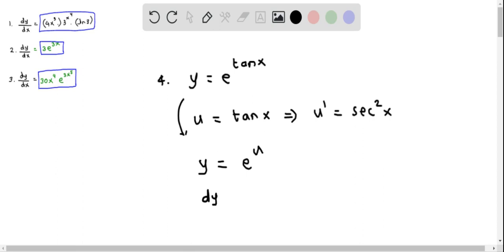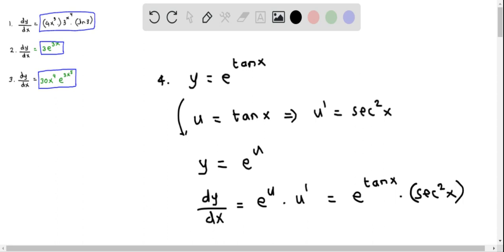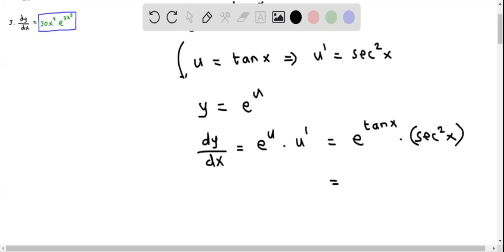Now let's find the derivative of y with respect to x, that is dy by dx equals the derivative of e power u, which is e power u, times we apply the chain rule to find the derivative of u, which is u prime. And so we can replace the u by tangent x. So this is e raised to the power of tangent x times u prime, which is secant squared x. And we can also rewrite this by writing the secant squared in front. So this one is secant squared x times e raised to the power of tangent x. And this is the derivative of y.